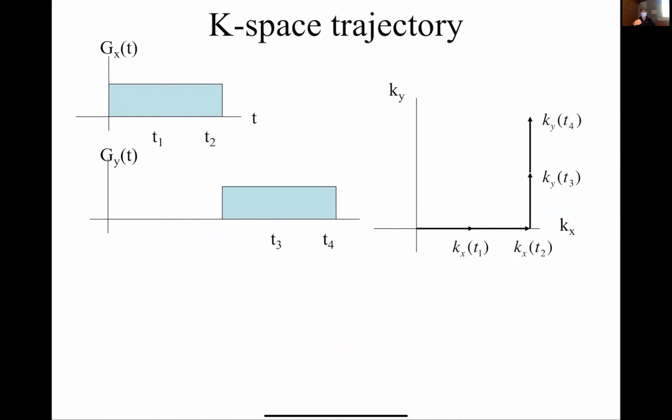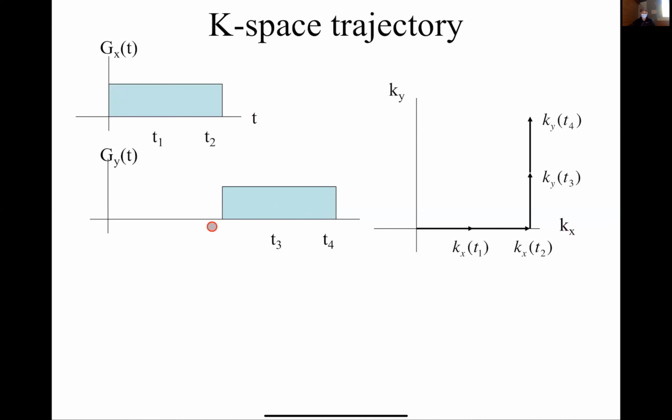Now remember, the spins have memory, so we can turn gradients on and off, and we have a lot of freedom in doing that. For example, this is a very simple k-space trajectory. Gx of t, we turn it on. During this period, we're only imposing variations in the x direction, so we're moving along the kx axis. Then here, we turn off the gradient, so we're not going to accumulate any further variation in the x direction. It's going to memorize the spatial pattern, but it's not going to change the spatial pattern in the x direction anymore. So we're not going to move out any further along the kx axis.